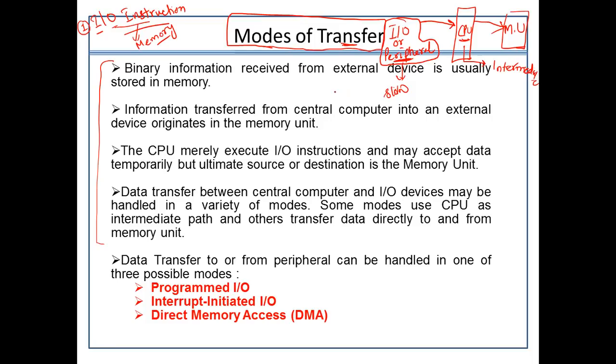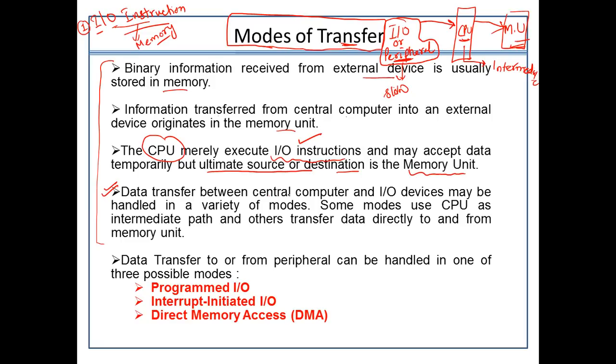The binary information received from the external device is usually stored in the main memory. So this is what the point is. Information transferred from the central computer to the external device always originates in the main memory. That is again the same point. So it is not the CPU that has to execute the IO instructions, but the ultimate source or the destination for processing the IO instructions is the memory unit. This was the point I was explaining to you earlier. Now, this point is important.